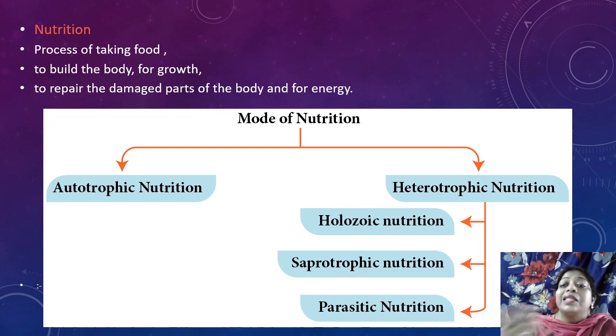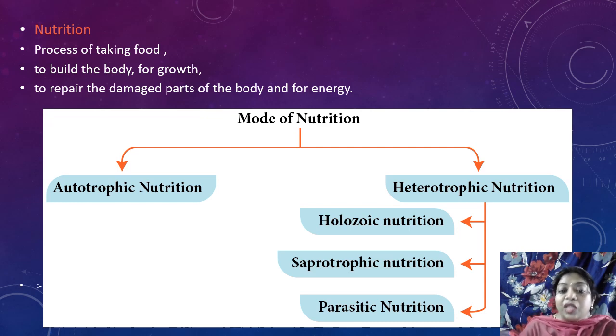The first category is holozoic nutrition. What is holozoic nutrition? Before I start, I'll give an example: amoeba. Amoeba is a single-celled, that is, unicellular organism. All of us know it does not have a definite shape. This amoeba takes in food in the form of liquid or solid, and the food then gets broken down into simpler forms. The example is the amoeba.